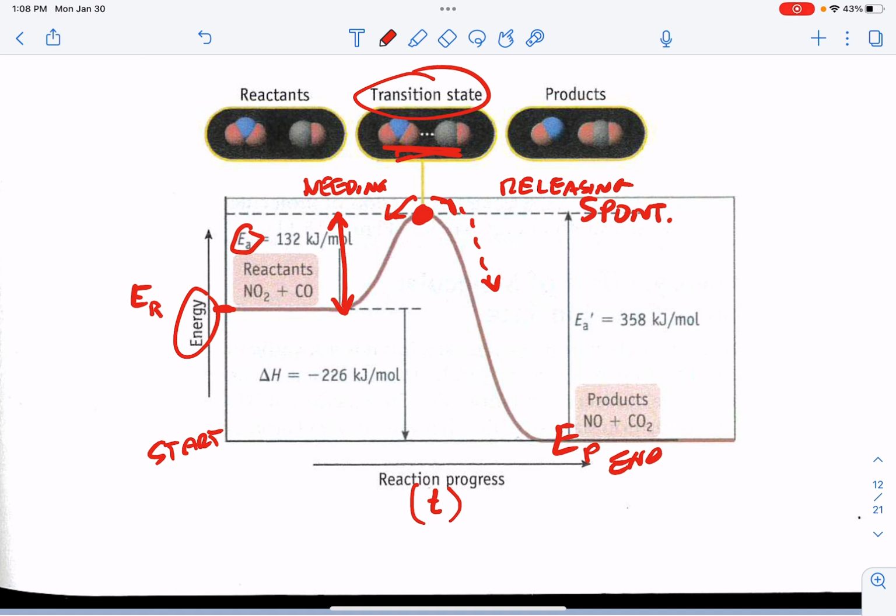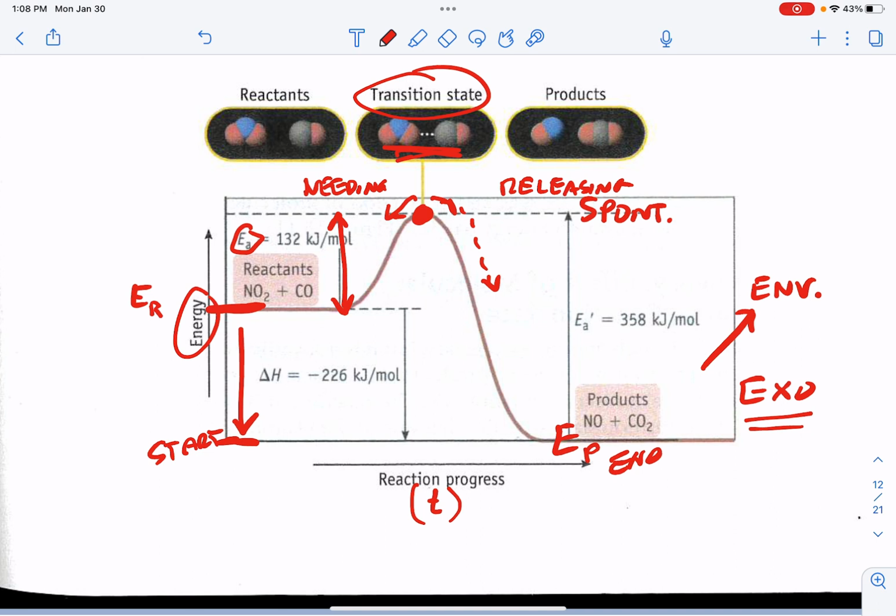Another thing you should notice is that whereas I started here, I ended down here. My particles ended up with less energy. And the reason it had less energy is because it lost energy to the environment. That energy that it lost went into the surroundings or the environment. And we call that, of course, exothermic. So this graph would be a picture of an exothermic reaction. The loss of energy from the reaction environment to the surroundings.